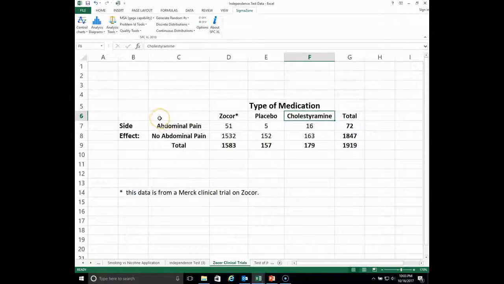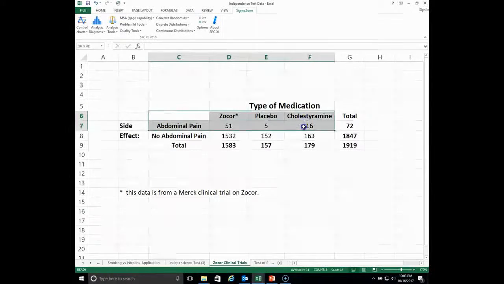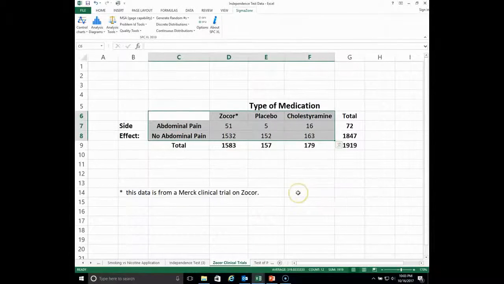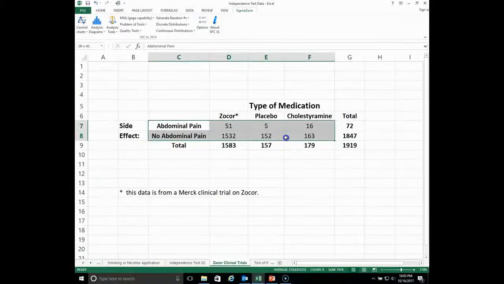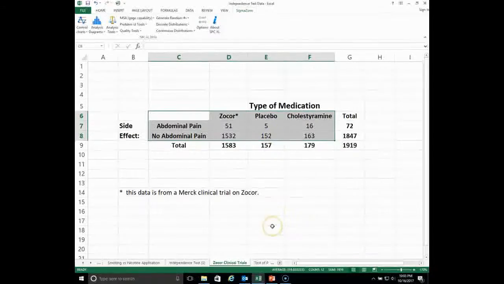So we're going to highlight this data right here, not the subtotals, because the software will give us the subtotals. This is a study of pretty big, almost 2,000 individuals involved in this clinical trial. We're taking a look at this data right here. I want to highlight the labels here as well as the individual 6 cells. This is a 2x3 matrix.